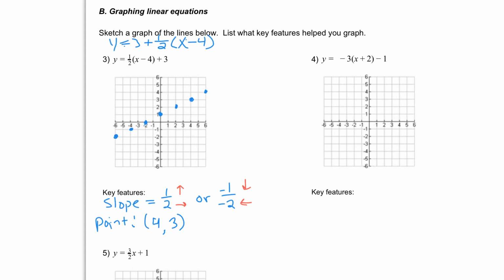And the more points you can plot, the better your graph is going to look. And then we're going to connect these points to create a nice straight line. The arrows on the end of the line indicate that that line is going to continue to go on forever.